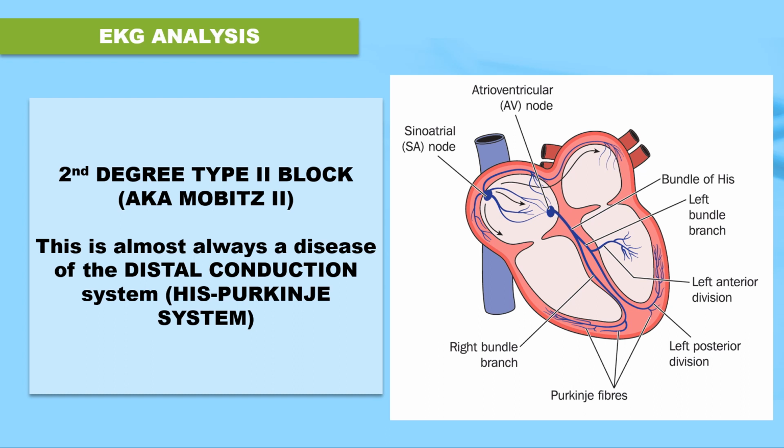wave. Some of the P waves are not going through the His bundle area, and so they get through that AV node, but they don't make it down through the conduction system into the ventricles. So basically the charge is just not getting down into those ventricles. So guys, remember, if some of the P's don't get through, well then you have that Mobitz 2.